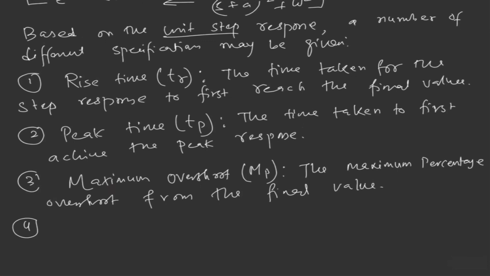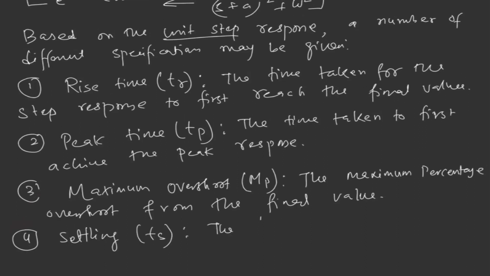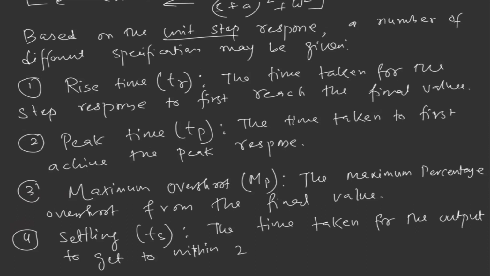The fourth specification will be settling time, TS: the time taken for the output to get within 2% of the final value. We'll assume 2%. In some cases, for different systems, a different percentage may be used, but we'll use 2% of the final value and stay there.